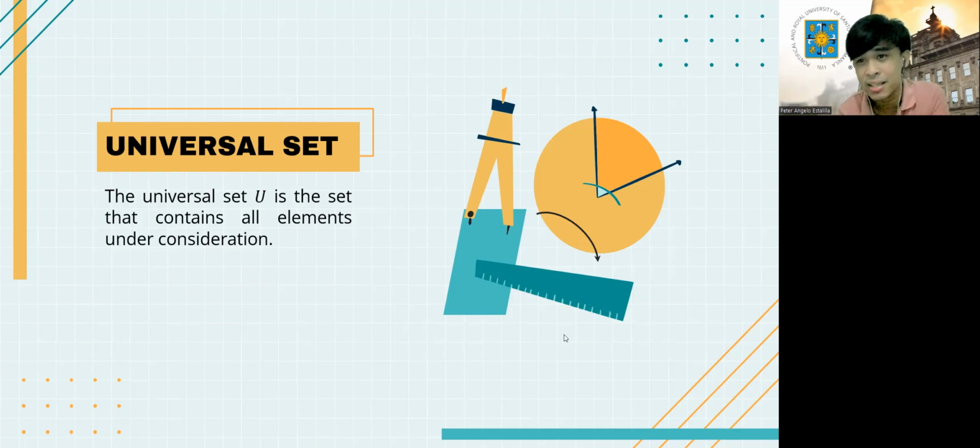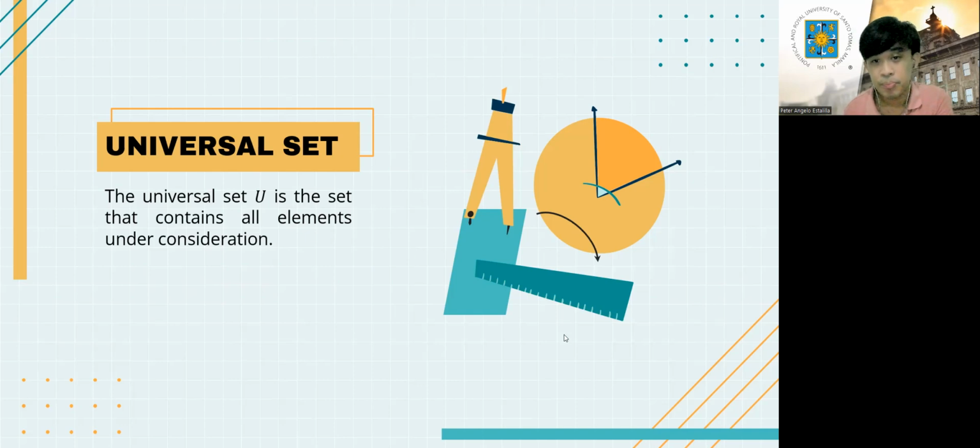Alright? Or minsan naman, or usually, given siya. So, for example, minsan binibigay, given universal set is equal to ganito, ganyan, so given na siya. Hindi natin siya kailangan i-identify. But again, ang universal set contains all elements under consideration.